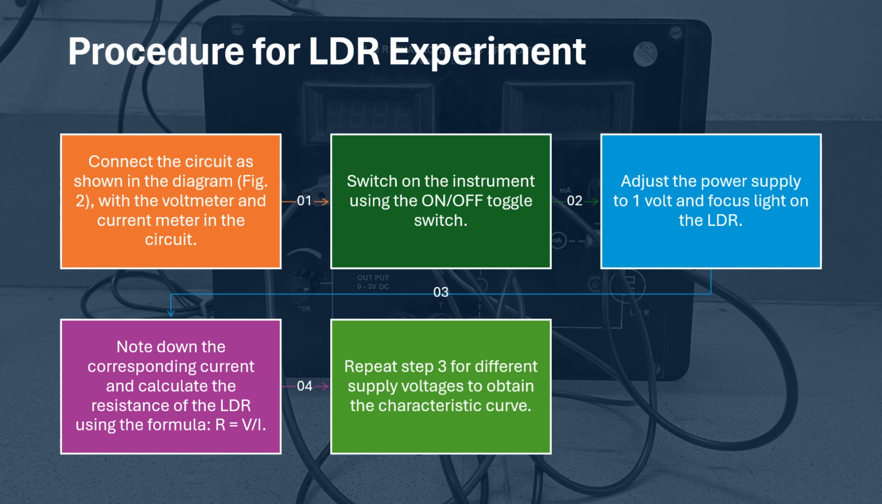Switch on the instrument using the on-off toggle switch. Adjust the power supply to 1 volt and focus light on the LDR. Note down the corresponding current and calculate the resistance of the LDR using the formula R equals V upon I. Repeat step 3 for different supply voltages or different distances.